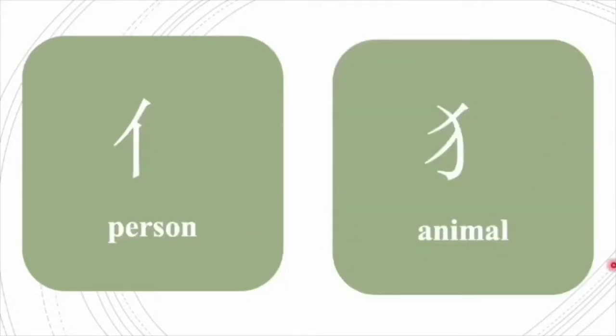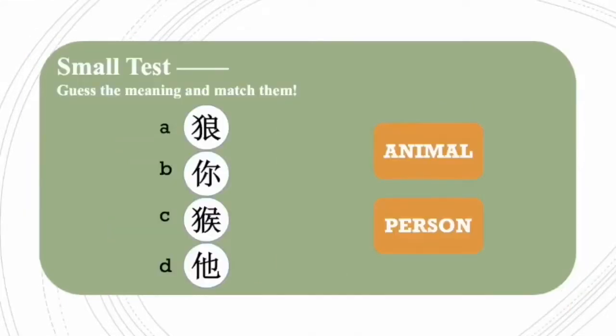So these two radicals, the left one means person, and the right one means animals. For the right one, I think you will find that lots of animal Chinese characters have this radical. Here are 4 characters. Can you guess the meaning of them and match them? I think you can finish the task by organizing their radicals.